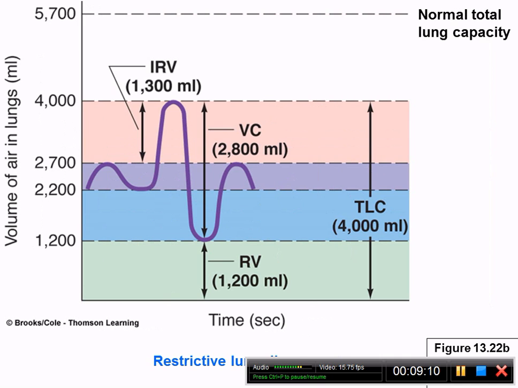When you look at somebody with restrictive lung disease, what's changed dramatically here? Their RV is normal, about 1,200. What's changed the most? Look at their TLC. It's dramatically lower than the average person.